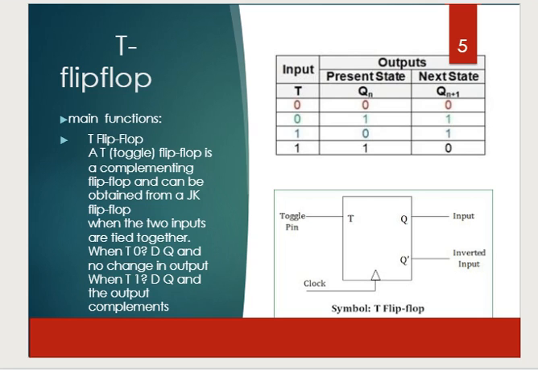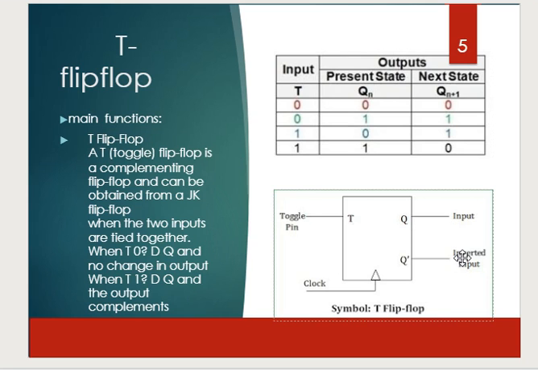There is only a single input for J and K. A T flip-flop can be derived from a JK flip-flop if we provide a single input to J and K. Suppose T is 1, then it is 1 for both J and K, and we'll get the output. I have listed the truth table also. You can see on the screen the truth table, so we'll get Q and Q complement as output.